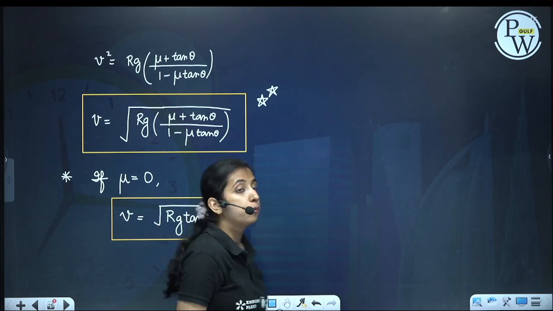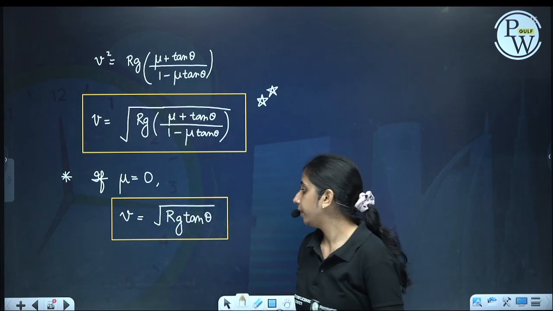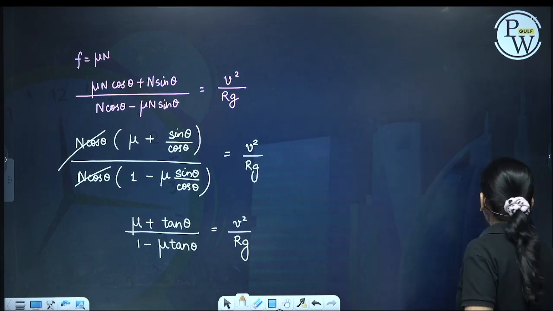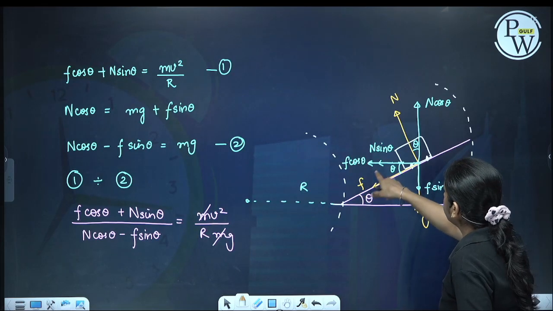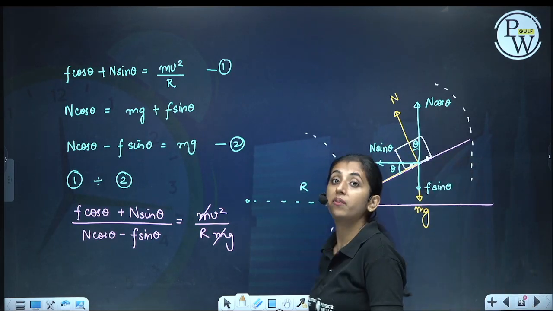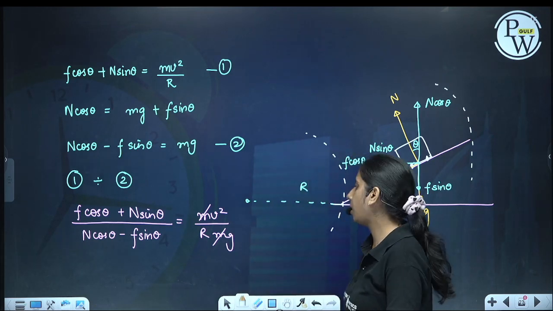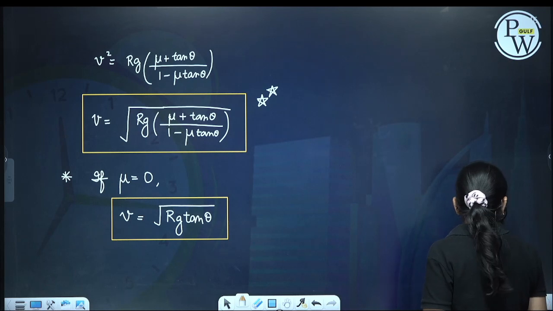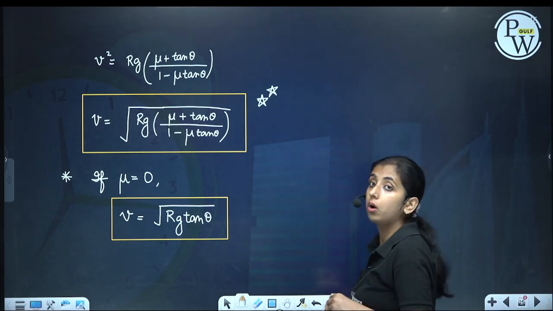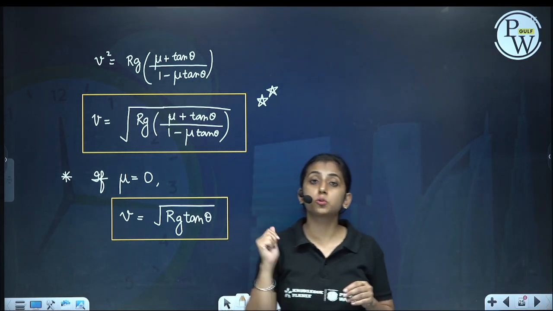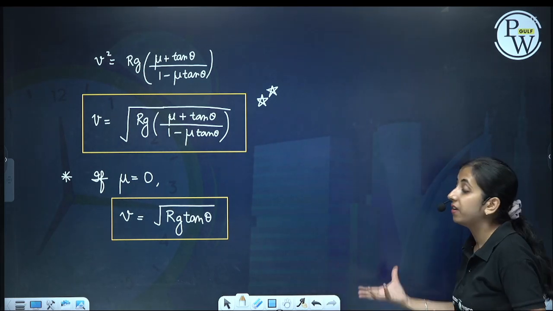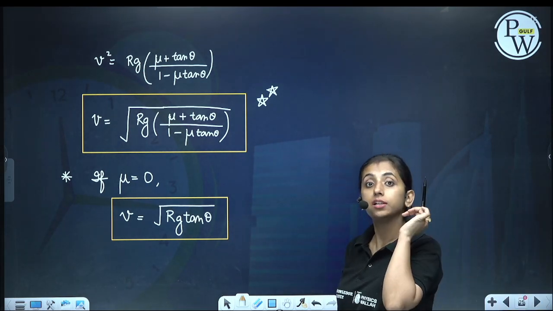In this case, friction becomes 0. Only the component N sin theta will provide the necessary centripetal force. So this is the case when friction is not present. This is called banking of roads, and this is the speed when we have banked roads but with 0 friction.